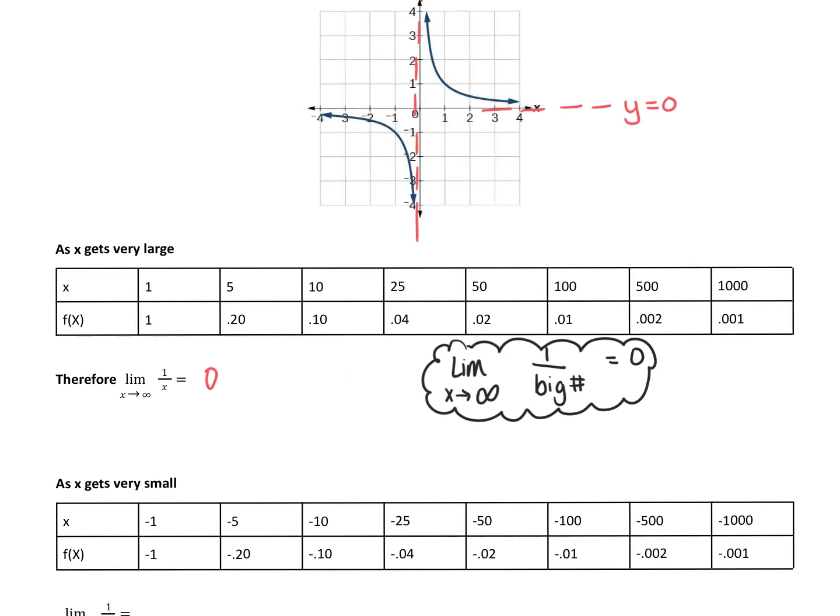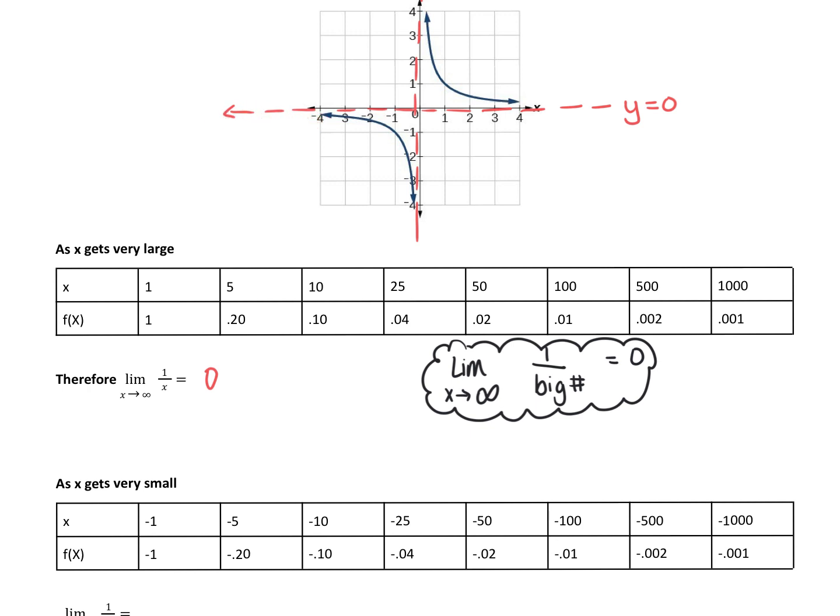So now what happens when x gets really, really small? We're just on the other side of the graph now. Look what's happening to the table: -1, -5, -10, and so on. These numbers are getting really small. What's happening to the y values? They're going from -1 to -0.20. They're getting bigger, really, but they're approaching that same value. They're approaching 0. And you can see there's another asymptote. It's still that same asymptote, the line y equals 0. So as x gets really, really small, the y values are approaching 0.